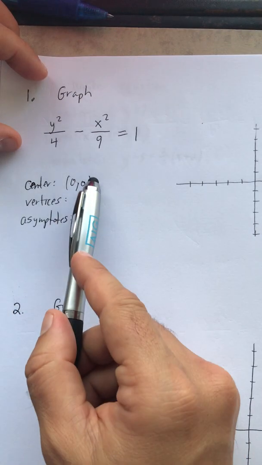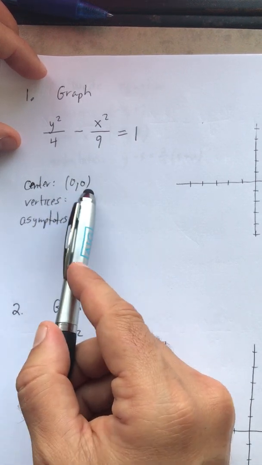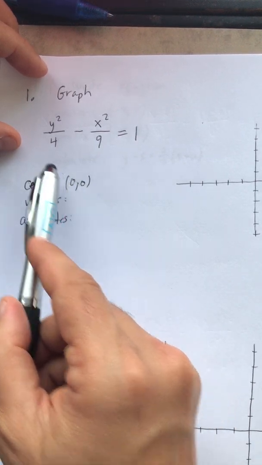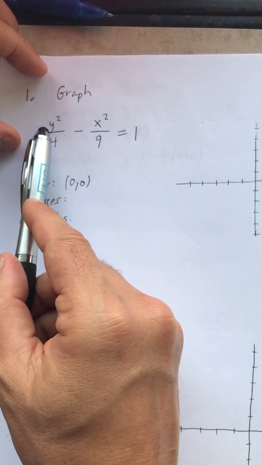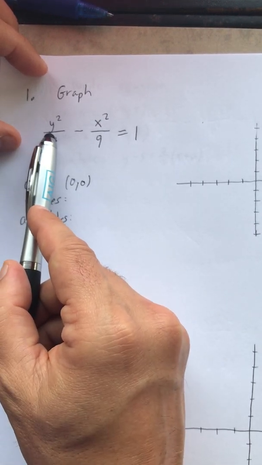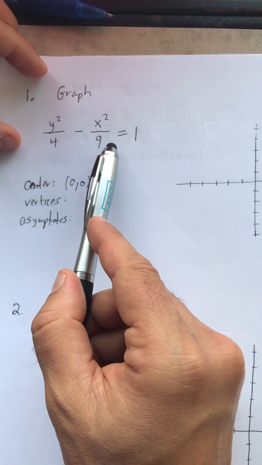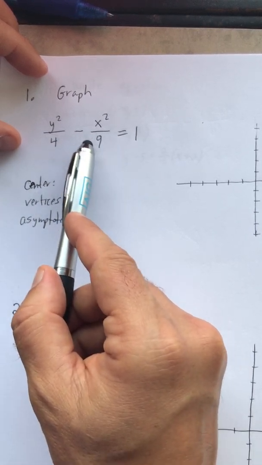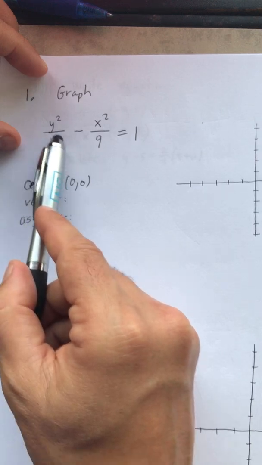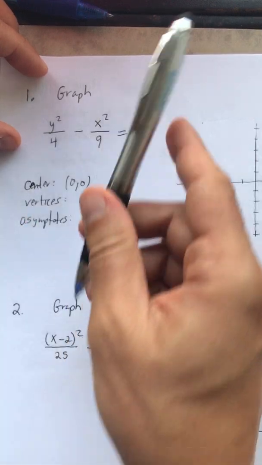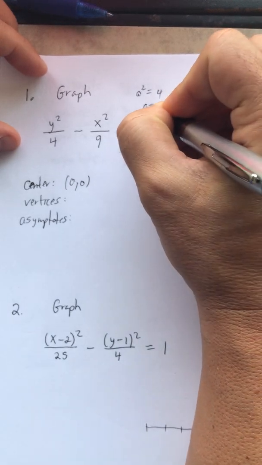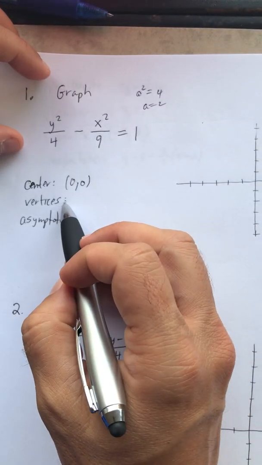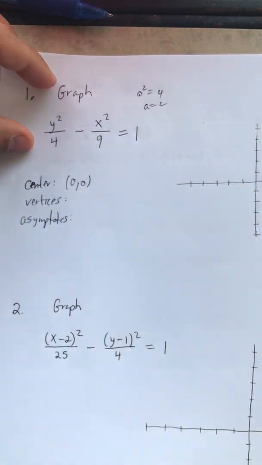So how far above and below the center are the vertices? Well, in order to know that, I need to know the value of a. This 4 is a squared. Remember, a squared is always on the left side. For ellipses, as a reminder, a squared was the larger number. This is not ellipses, so a squared for hyperbolas is on the left side. So I know that a squared is equal to 4. That makes a 2. So I know the vertices are 2 units away from the center.